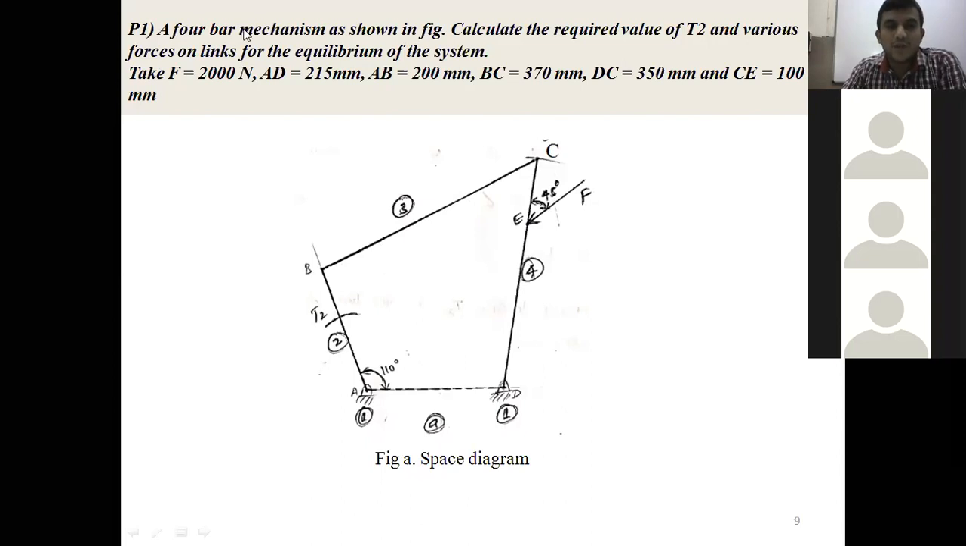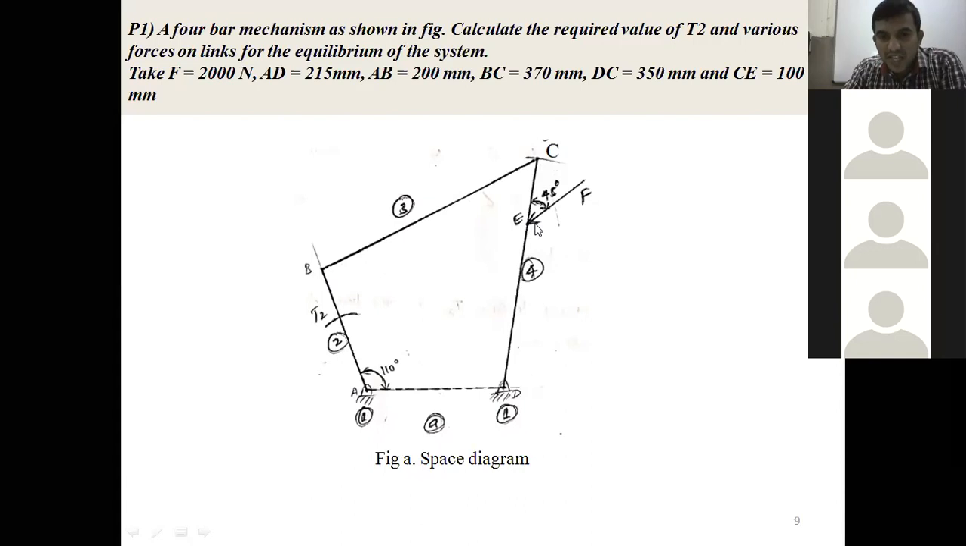On the four bar mechanism as shown in the figure, calculate the required value of T2, means torque acting on link 2, and various forces on links for the equilibrium of the system. Now consider the force acting on that link here, F, 2000 Newton, that's the magnitude. Direction is acting towards the link 4, and the link AD is given how much here? 215 mm. AB is given 200 mm. BC is given 370 mm, and DC is given 350 mm.